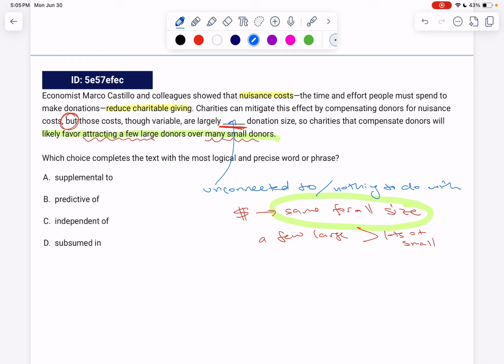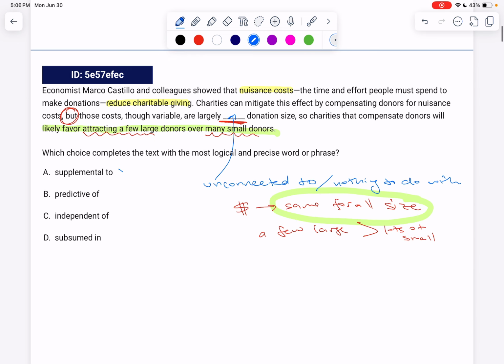So let's go to our answer choices. Supplemental to, that means in addition to, or building onto, or filling out the rest of something. That doesn't mean unconnected to, so we're going to give it an X.